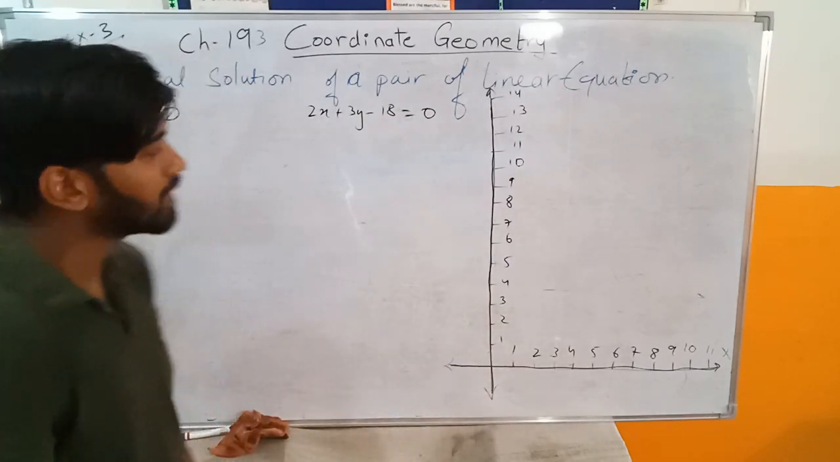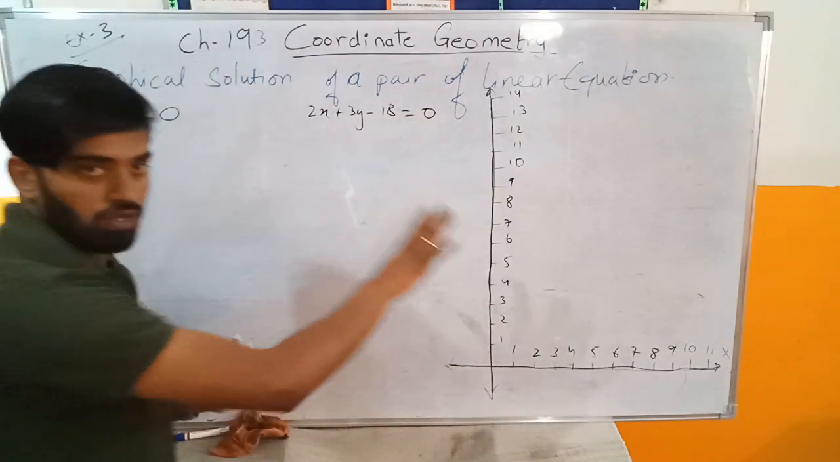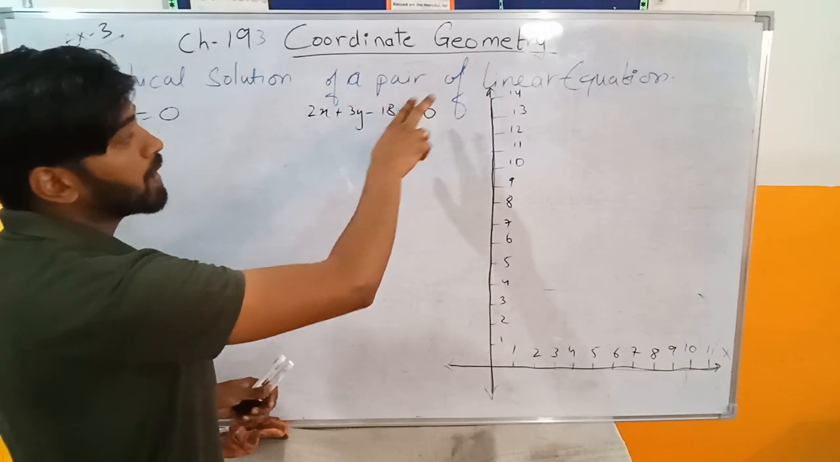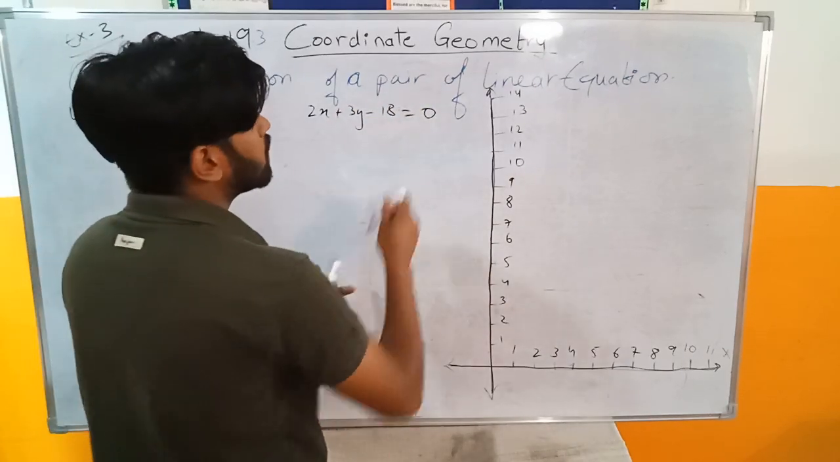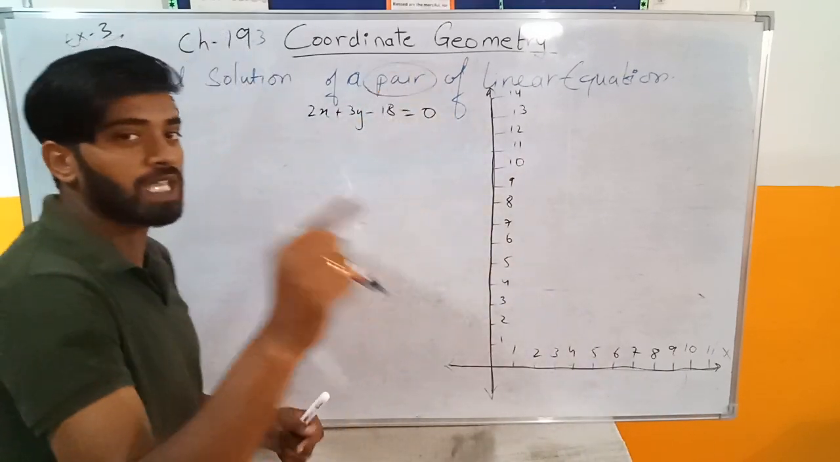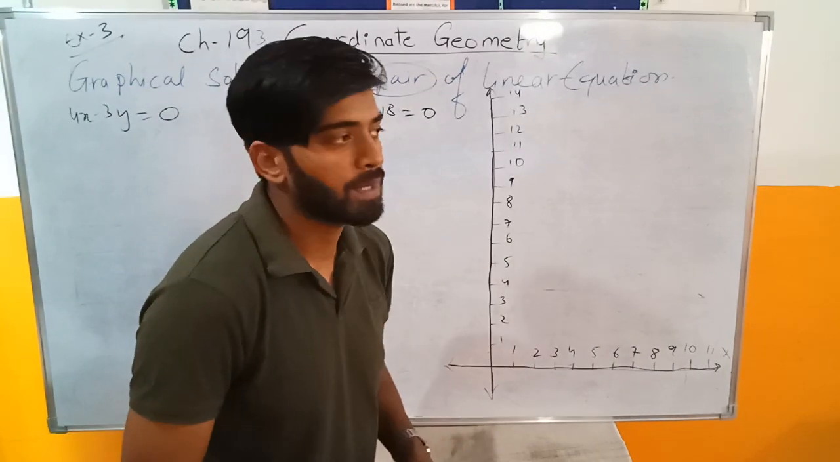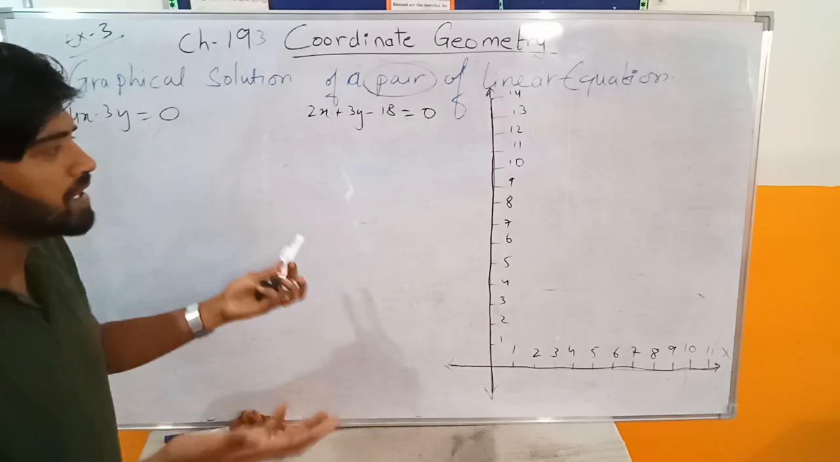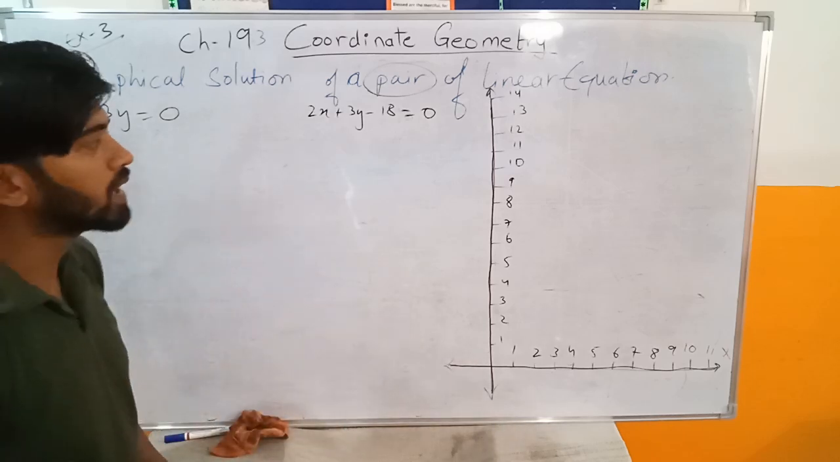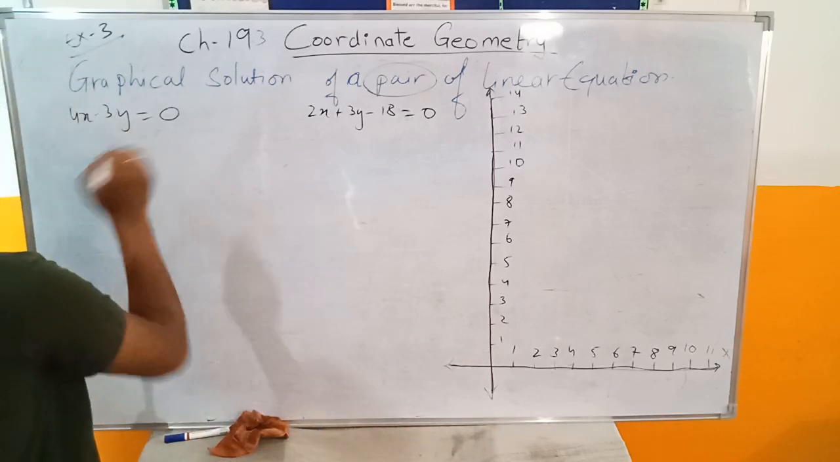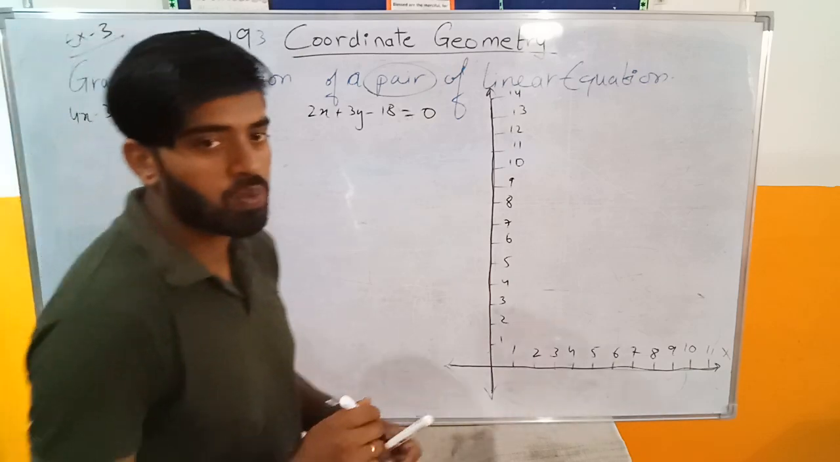It means the graphical solution of a pair of linear equations. Earlier you were just making one line in one graph, right? Now you'll be making two lines in one graph. But why do we need this? I'll explain. You see two equations over here, right?